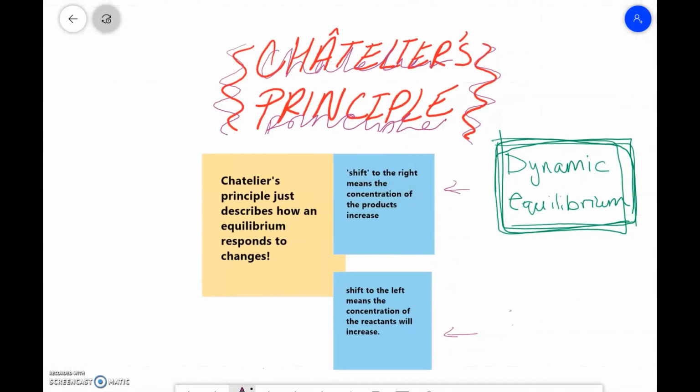Today we're going to be talking about Le Chatelier's principle. In this lesson, we're just going to be describing how a dynamic equilibrium changes to respond to anything that causes an imbalance in the equilibrium system.